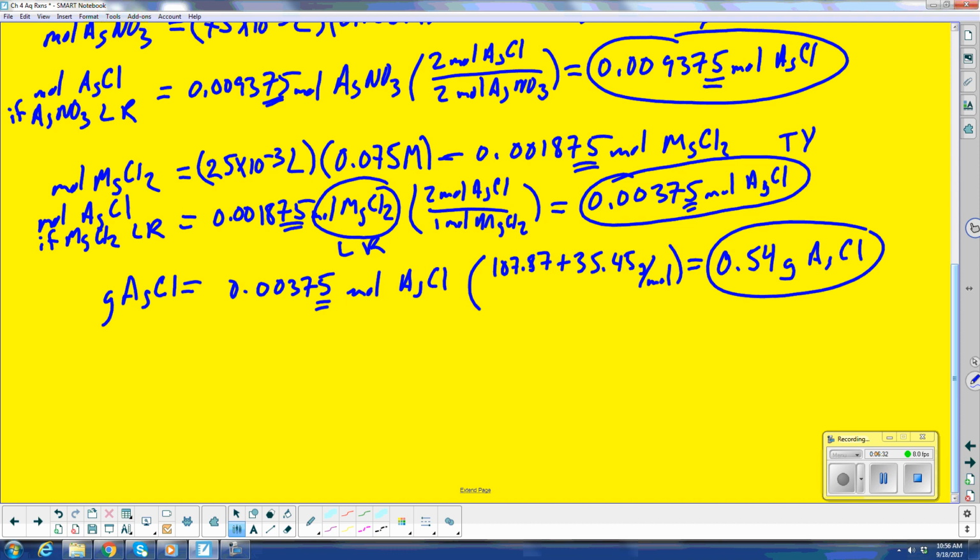We've learned that my silver chloride is the precipitate, so it's going to be solid. We've learned that my magnesium chloride is my limiting reagent, which means that my silver nitrate is excess. Now I think I can draw my picture. All right, here we go.